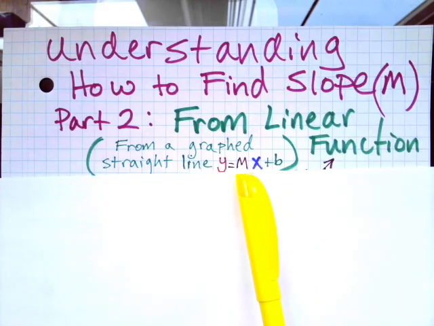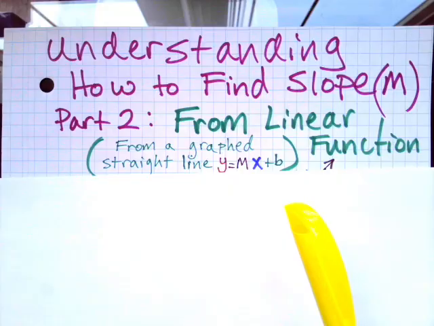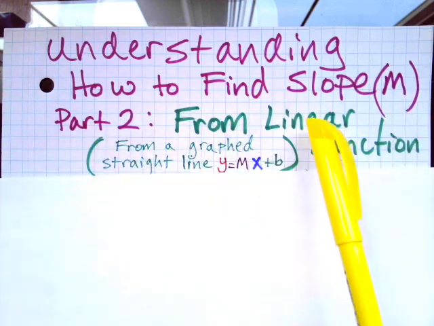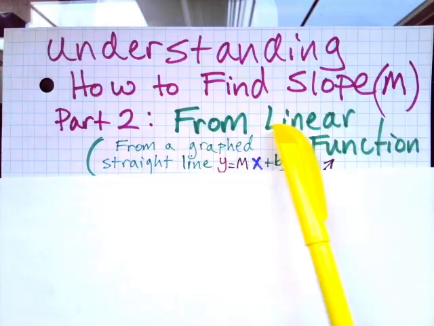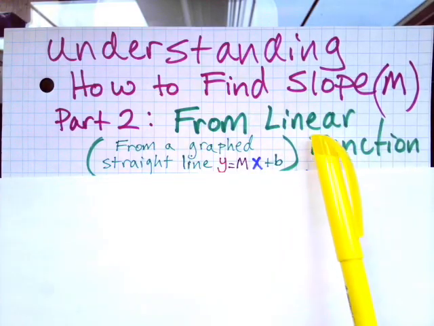Substitute those two values, the value of your slope, which is m, and the value of your y-intercept, which is b, in order to create an equation. Hint, hint, this is very important in being able to answer those two questions. So I'm going to be giving you a graphed line. Understand how to find slope from a linear function, from a graphed line, right? A linear function is just fancy for straight line, right?